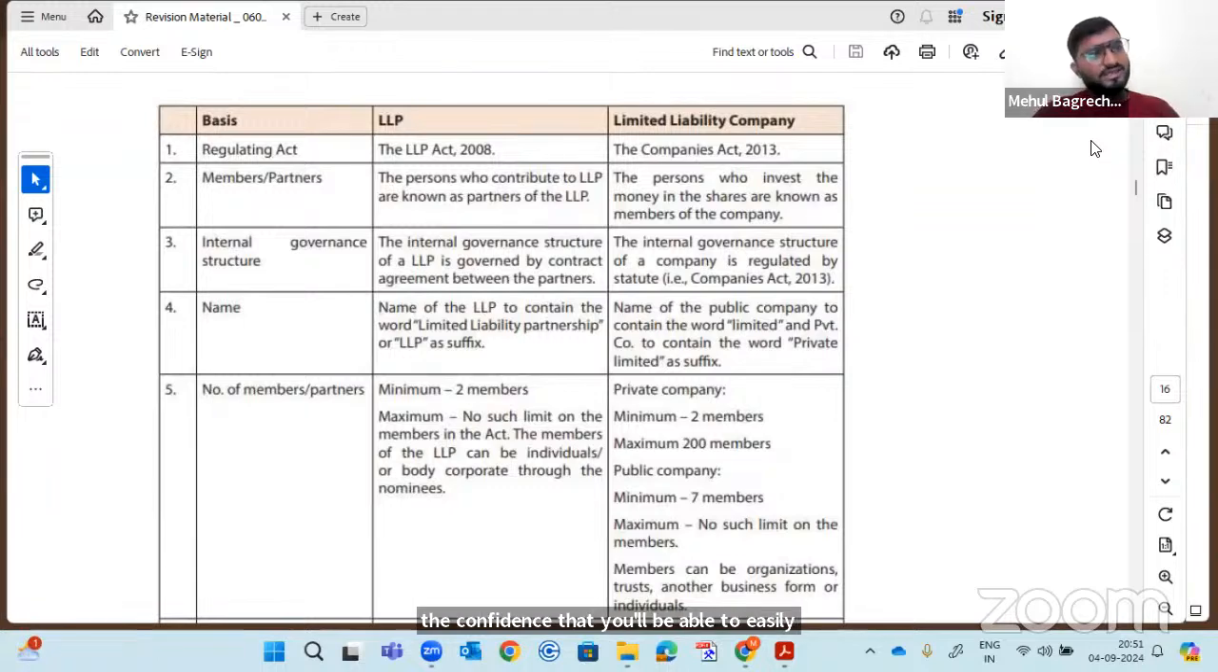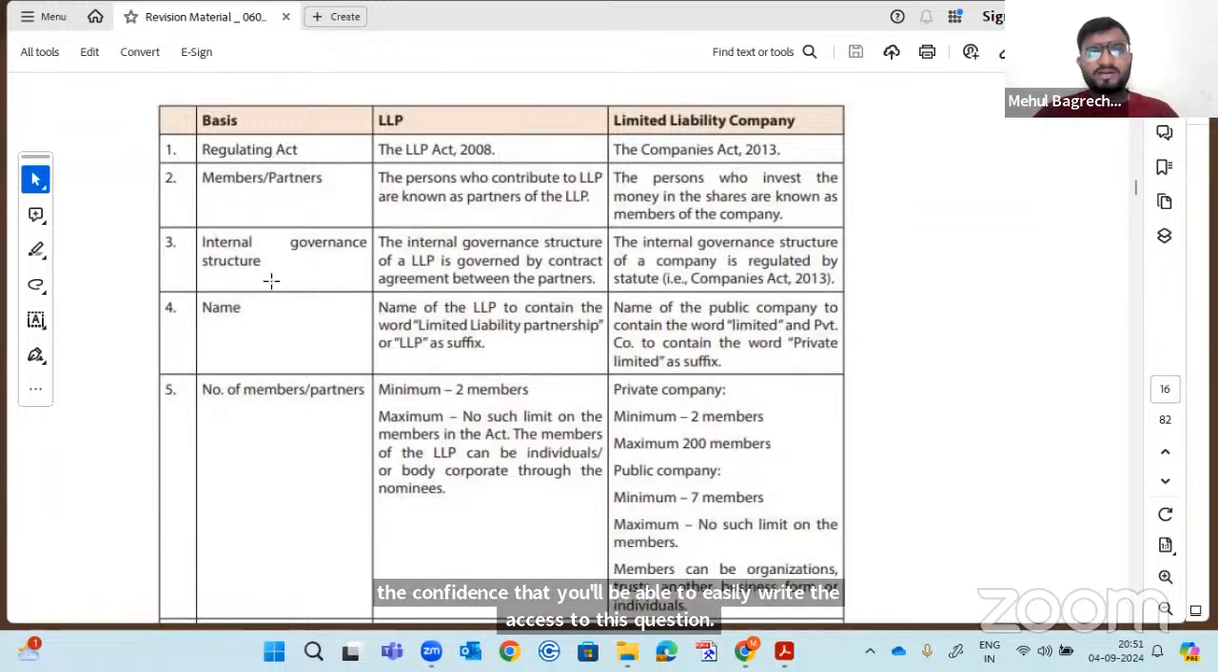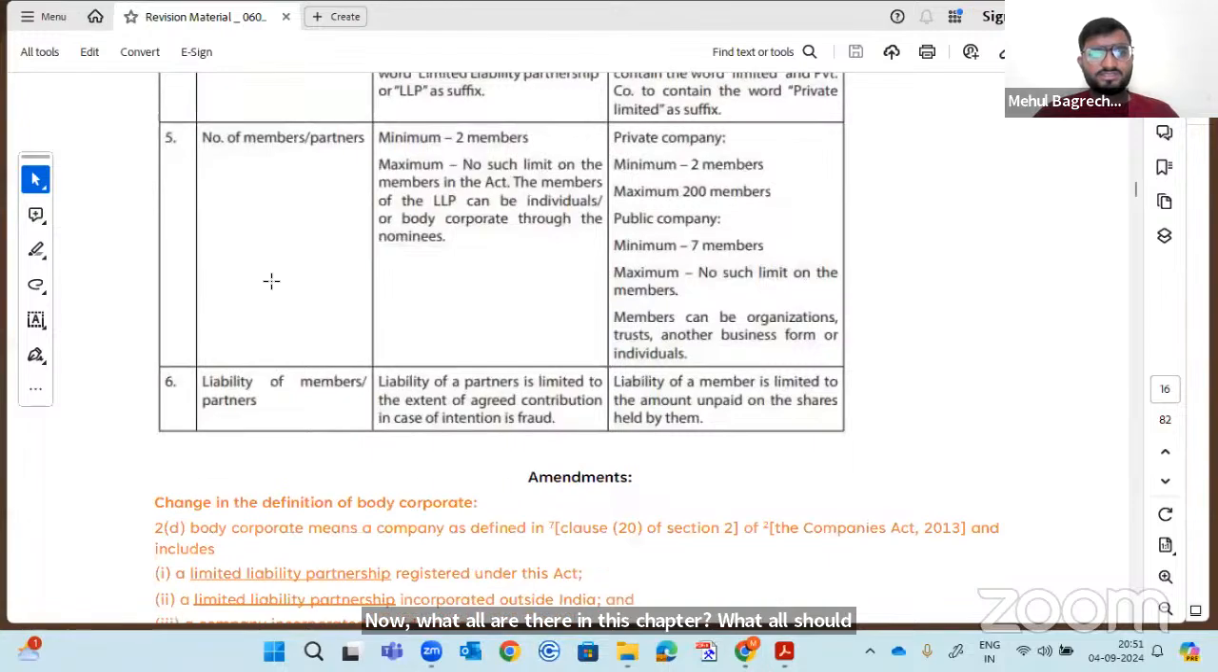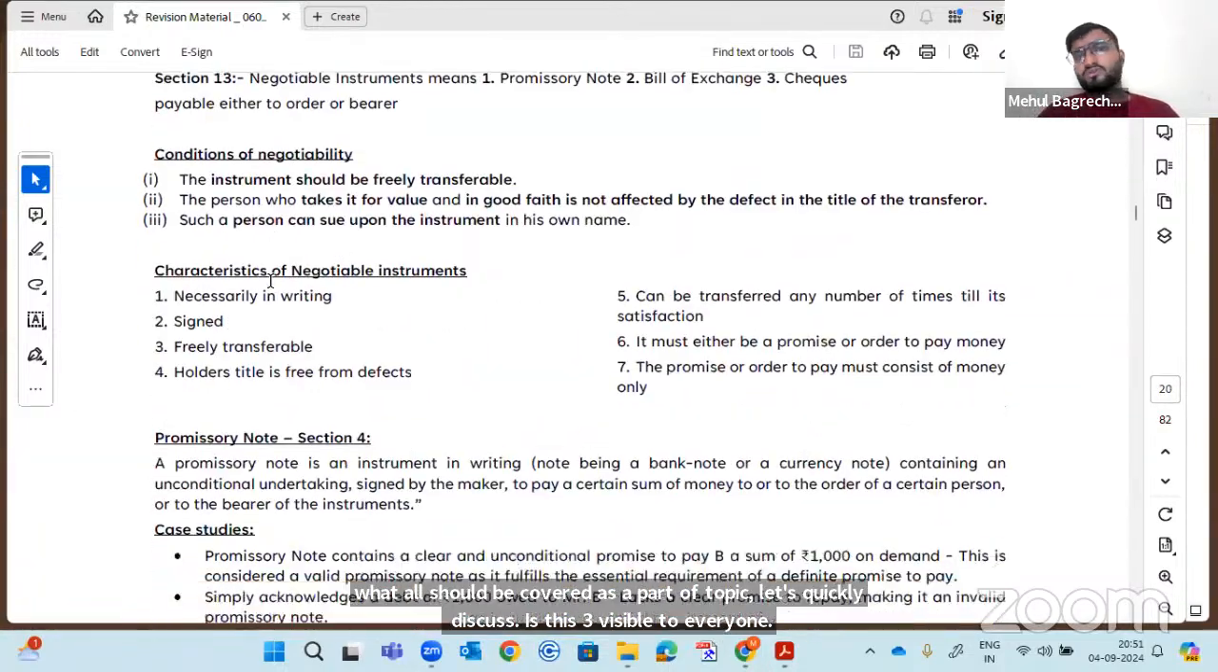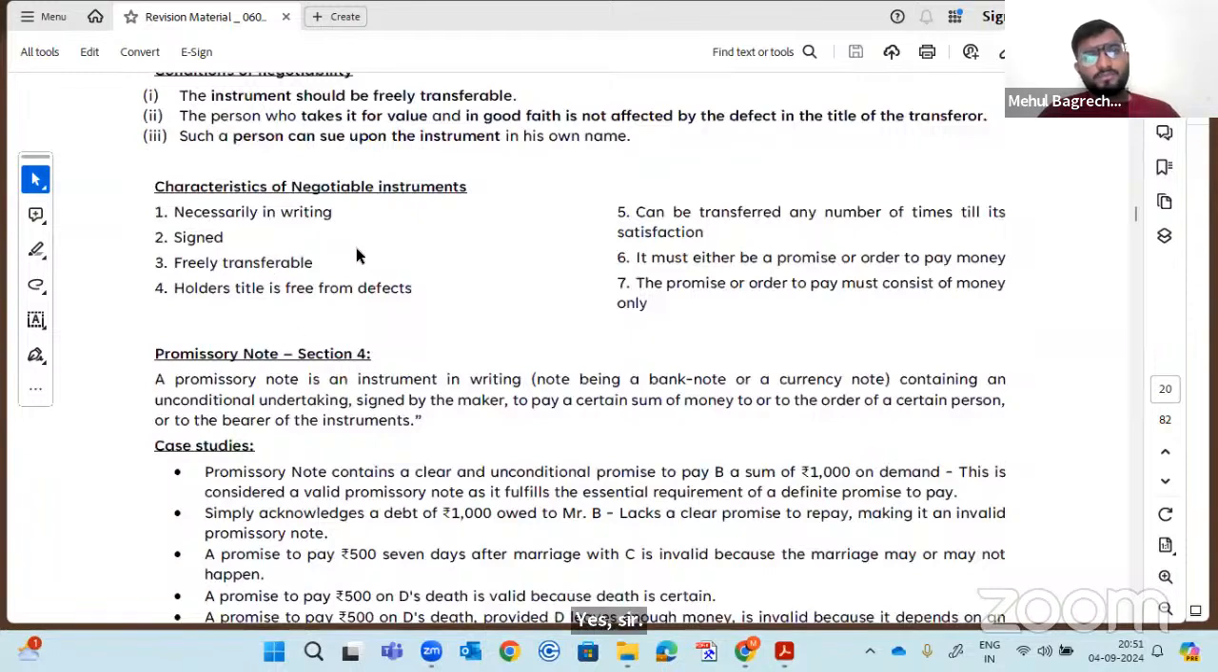Now, what all are there in this chapter? What all should we cover as a part of this topic? Let's quickly discuss. Is the screen visible to everyone? Yes? Yes, sir. All right. Negotiable instrument. Very, very important topic.